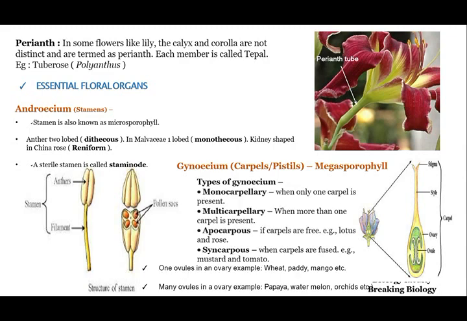Now there are different types of gynoecium, like monocarpellary, as you all know, mono means single. So basically when only one carpel is present, it is called monocarpellary. Multicarpellary, when more than one carpel is present. Apocarpous, if the carpels are free, and if the carpels are fused, then it is called syncarpous. Now these things I have already discussed in the chapter morphology in detail. So you guys don't have to read this from here.